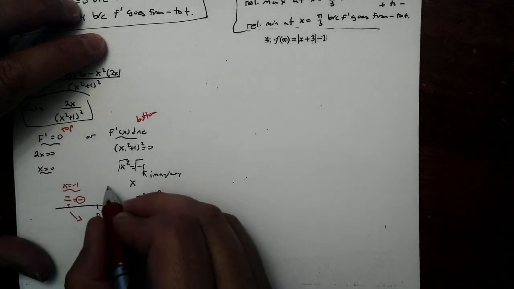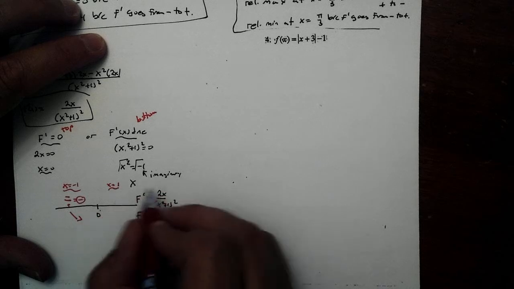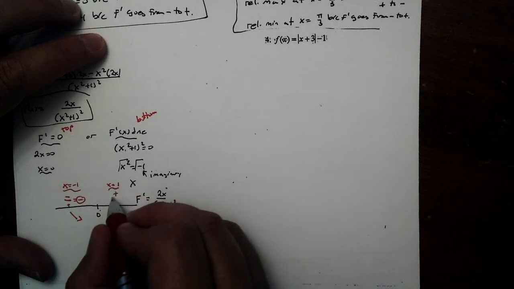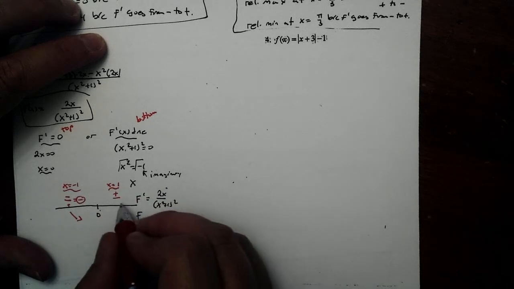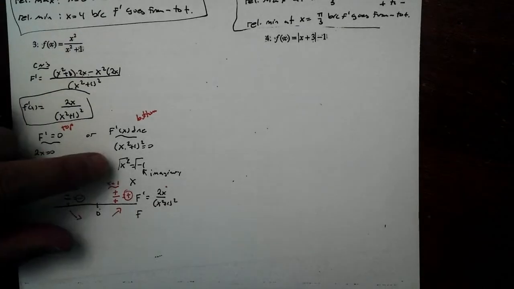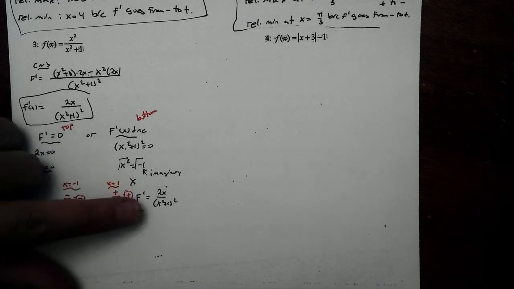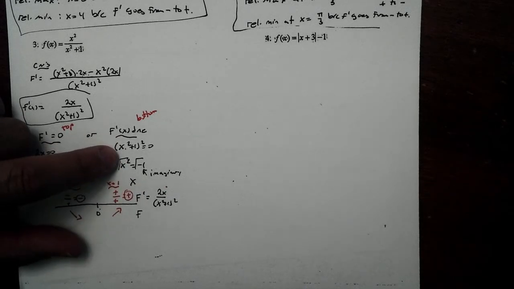If I pick a value after 0, like 1, the top, 2 times 1, is positive. The bottom, again, no matter what I put in, is going to be positive, and it becomes a positive value. Now, every year somebody says, but what if the bottom's 0? It won't happen because we just showed that it could not occur.